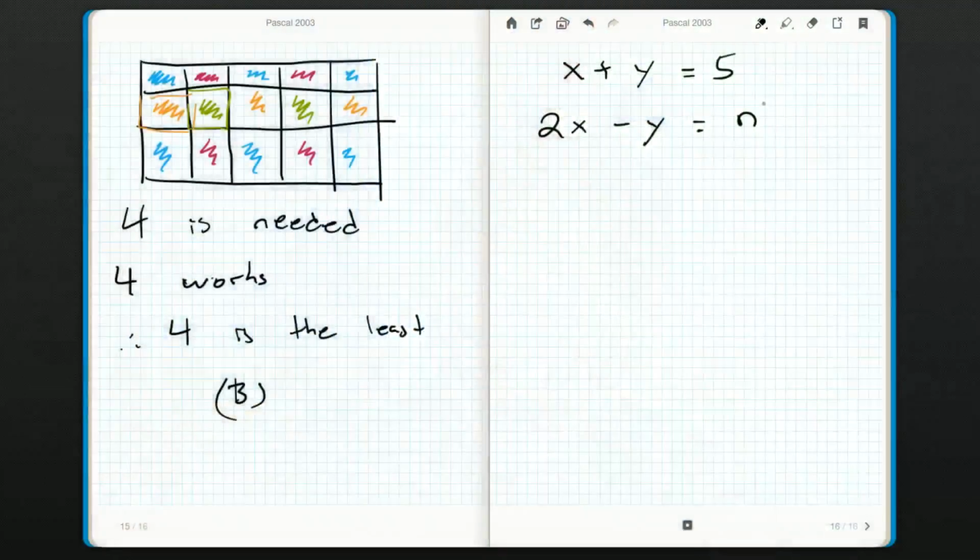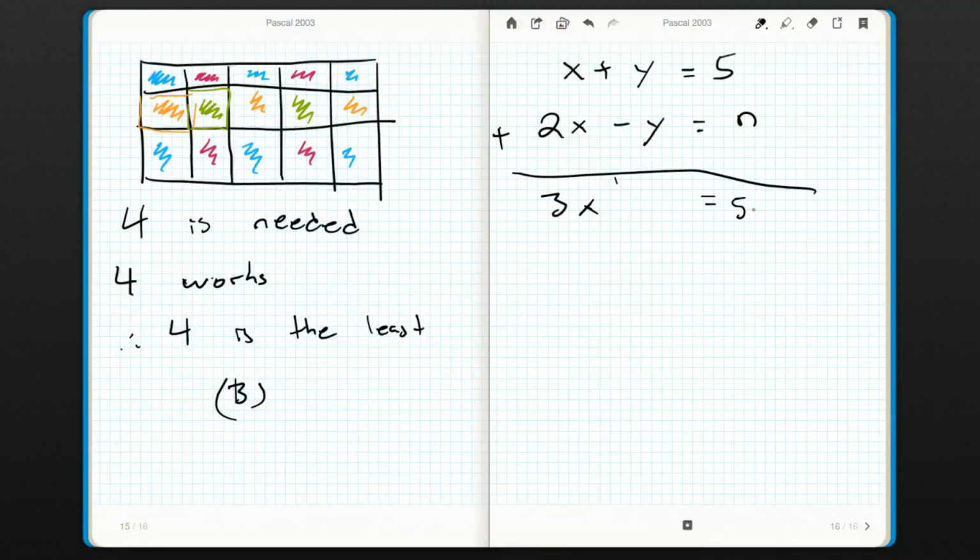So rather than trying each one of the possible answers and solving, let's just put an n in there and see what happens. When I do that, I notice I've got these two equations lined up all nice and neat. And I've got a plus y and a minus y. I can add these equations. X plus 2x is 3x. Y plus negative y, that's 0. So we get nothing here. 5 plus n, well, that's 5 plus n. So x is 5 plus n over 3.